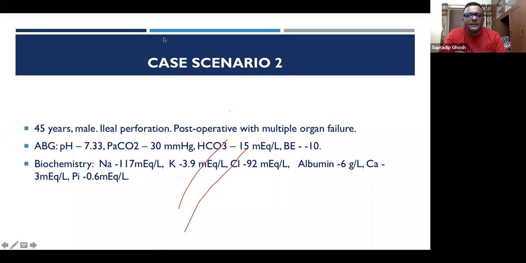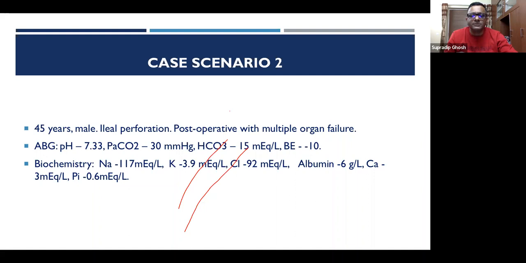So there is a more significant change in the bicarbonate. So primarily it's a metabolic acidosis. Now we have to do a calculation. Follow the Winter formula, 1.5 into bicarbonate plus 8. What should be the expected PCO2? Santosh ji, I have a calculator with me. And I can say 1.5 into 15 plus 8. So that is 30.5. Santosh is right. So this patient has got a metabolic acidosis and appropriately compensated PCO2.